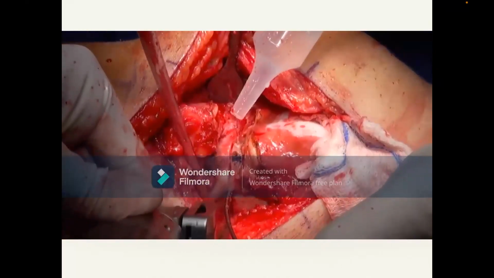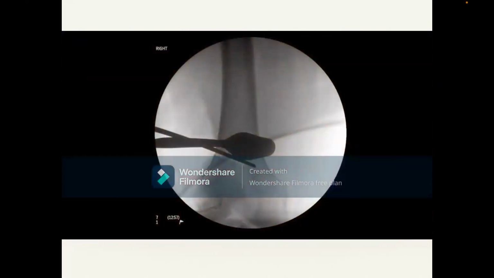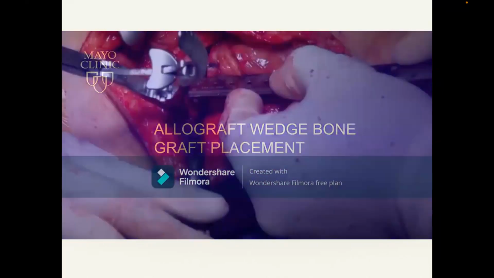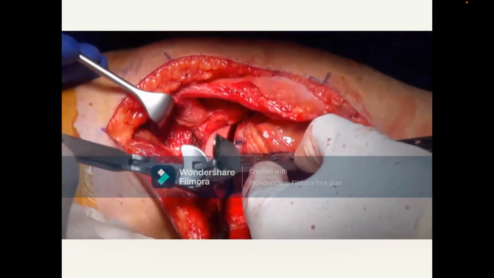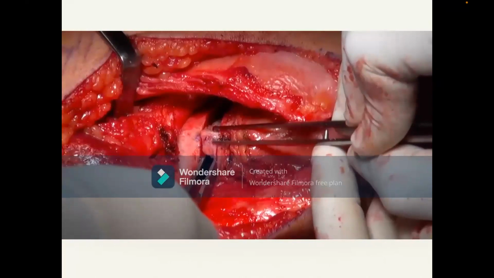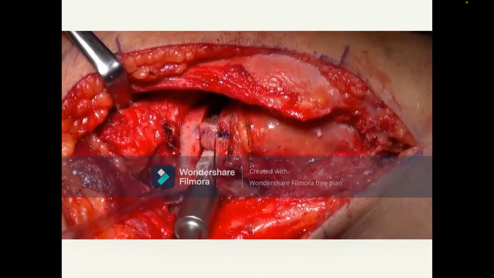Using the oscillating saw, the osteotomy is done, and the angle is elevated. However many degrees we have calculated pre-operatively, the angle is elevated, and the graft, autograft or allograft, which we have to keep in the osteotomy site to maintain the correction.